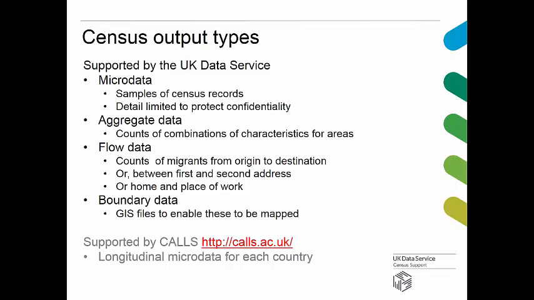Okay, so talking about the different data types, we divide them into microdata, and these are just samples of individual level data, and it is just a sample of between 1 and 10%. Details are limited to protect confidentiality. And there's aggregate data, which I'll talk about in a minute, which is counts of combinations of characteristics for areas. There's flow data, which has 2 different geographies, an origin and a destination, so we're talking about mostly commuting and migration data there. And there's boundary data, which are GIS files that will enable you to map the data.